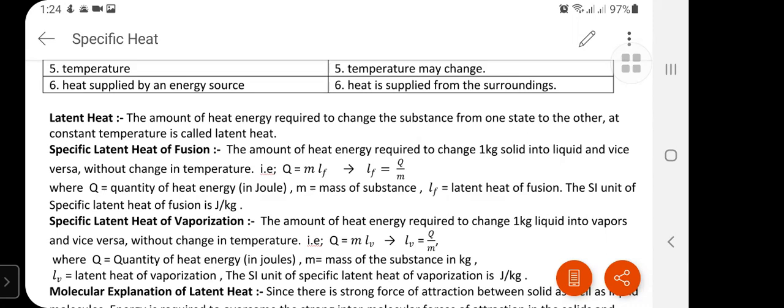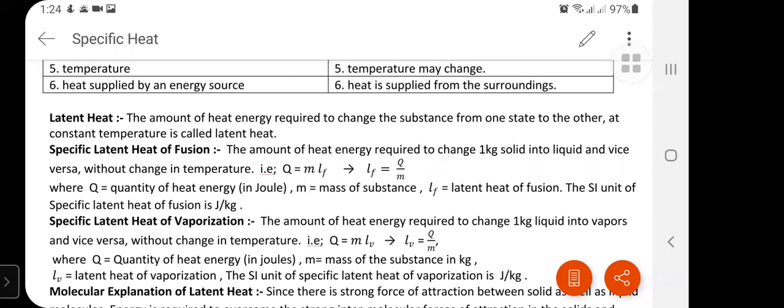For example, in the first case, the specific latent heat of fusion. Here in the case of specific latent heat of fusion, we are basically discussing the solid state to liquid state, or from liquid to solid. That's why I use the word vice versa. So the specific latent heat of fusion is the amount of heat energy required to change 1 kg of solid into liquid, and vice versa, without change in temperature.